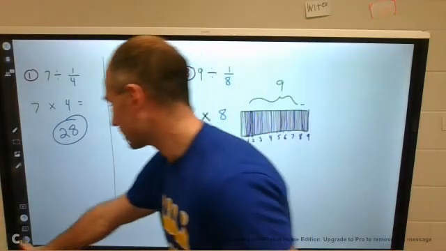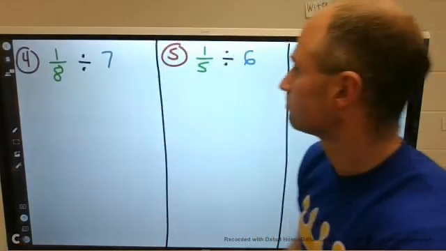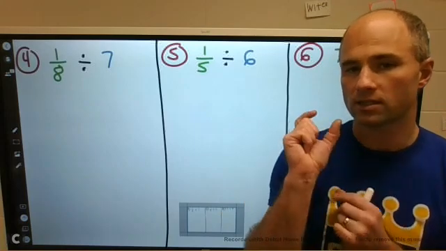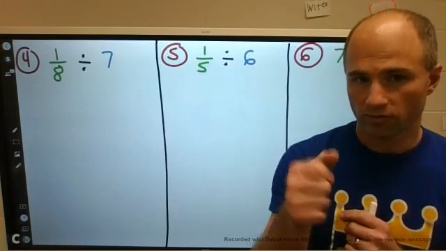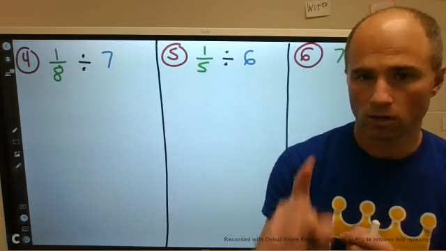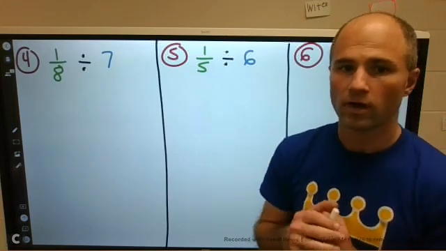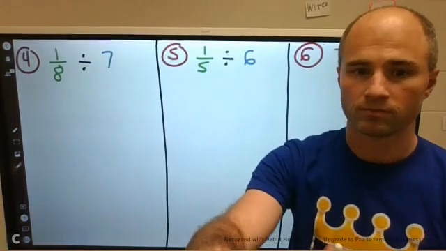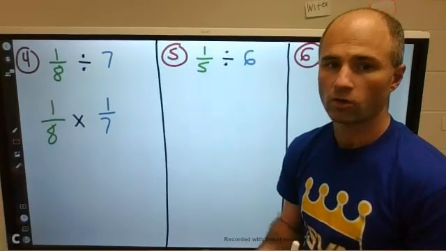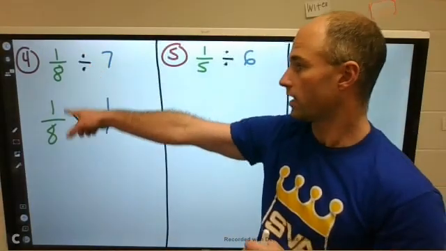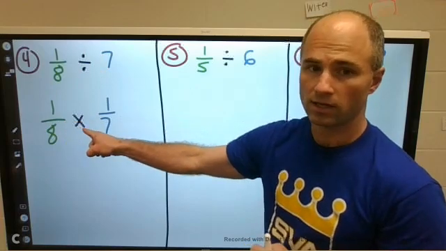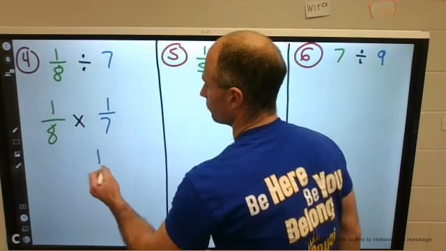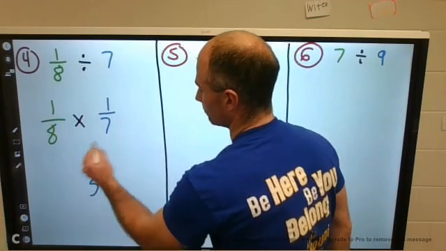Okay, now let's go to the next 3 set of problems. This time, we first off always remember it's the second number that we flip. Never the first number, it's always the second number. So go ahead and try number 1, 1/8 divided by 7. Okay, so 1/8 I kept, I switched, I flipped. That gives me the answer of 1/56.